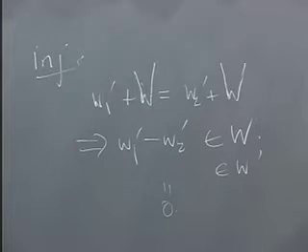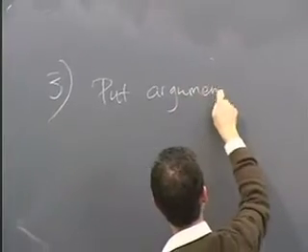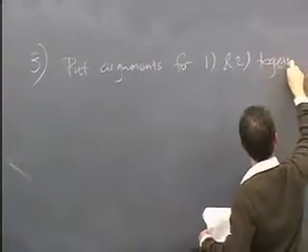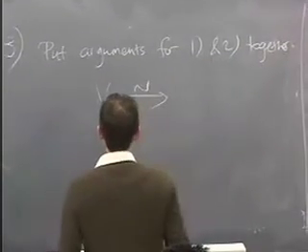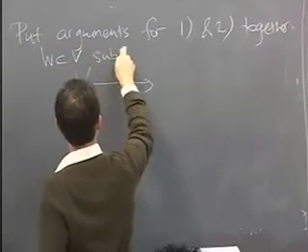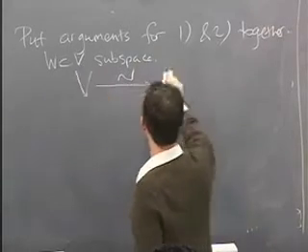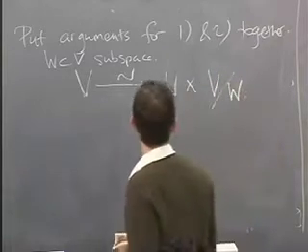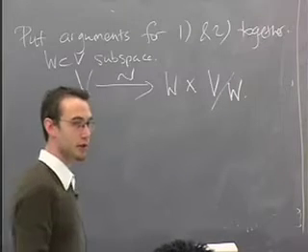So the third thing is that if we put the arguments for 1 and 2 together, we get that for any subspace W of V, so suppose we have W a subspace of V, there's an isomorphism between V and W with its product with the quotient. So V is isomorphic to W cross V mod W.